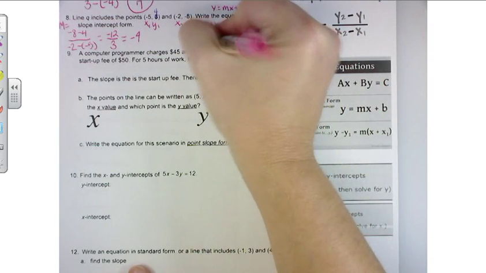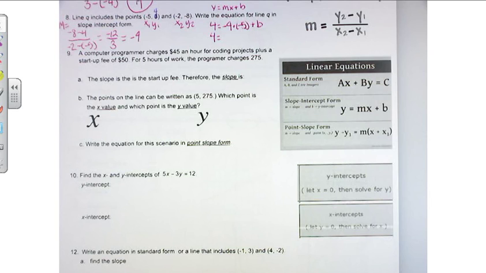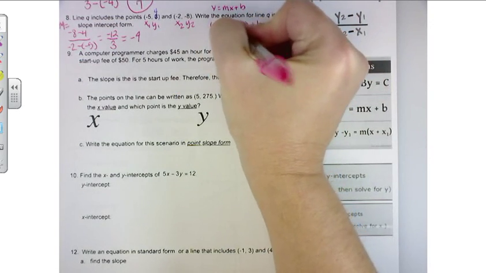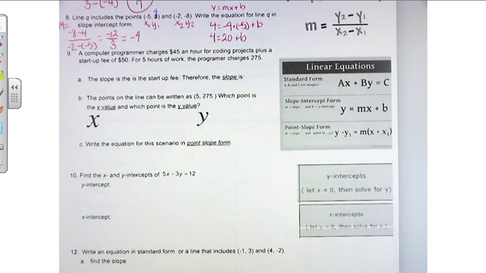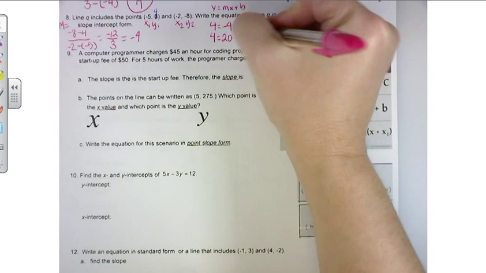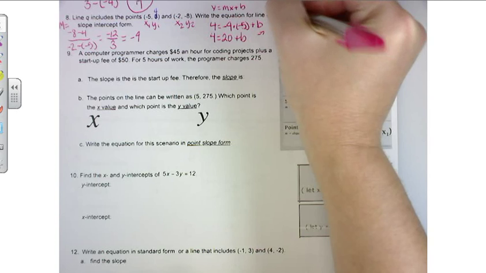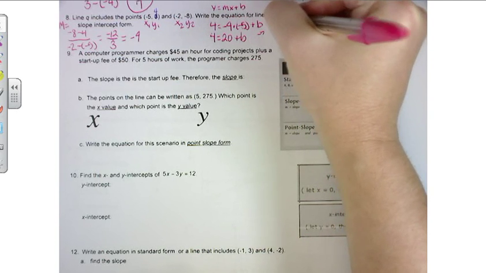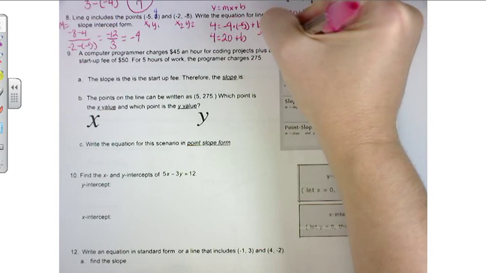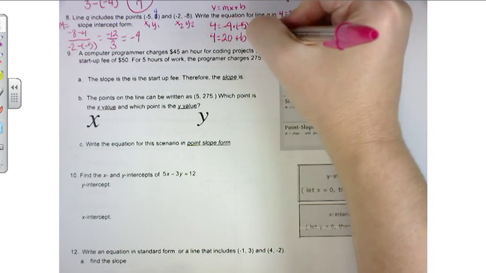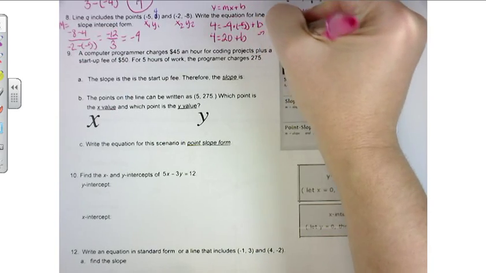4 equals, I'm going to do negative 4 times negative 5. I think it's going to be 20, but I'm going to just double check because I don't like negatives. It is 20 plus b. And then what I'm going to do is subtract that 20 to the other side, or equals 20 plus b minus 20, minus 20. My b is going to equal negative 16. Kind of a crazy b, but that's what I got.